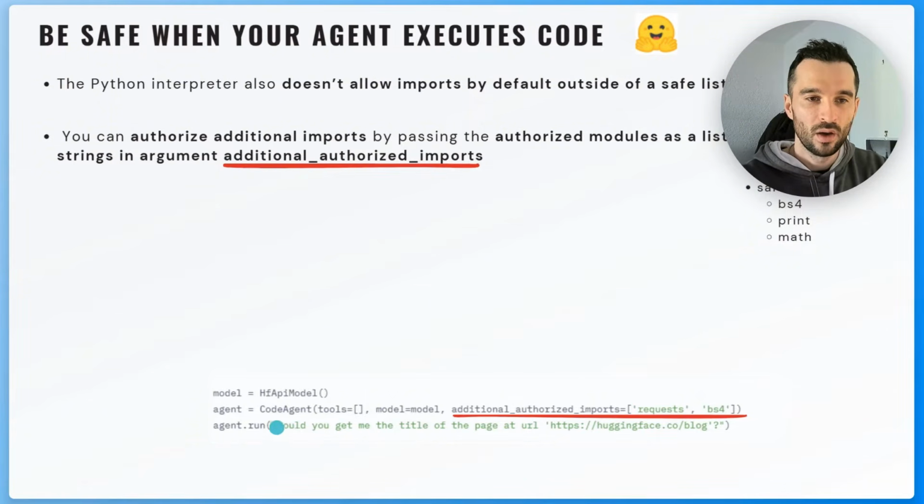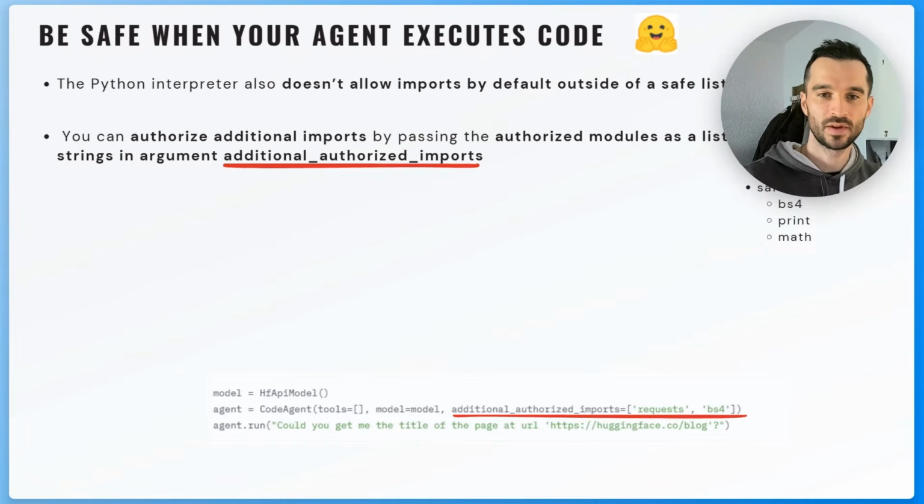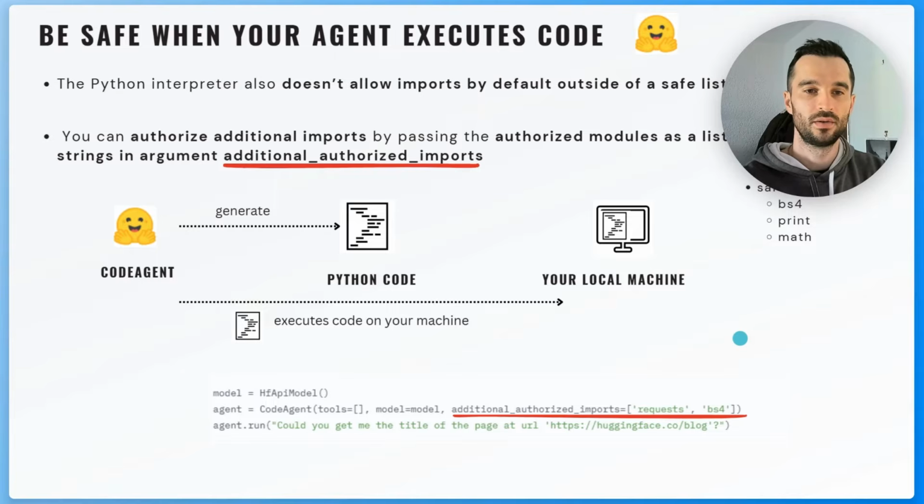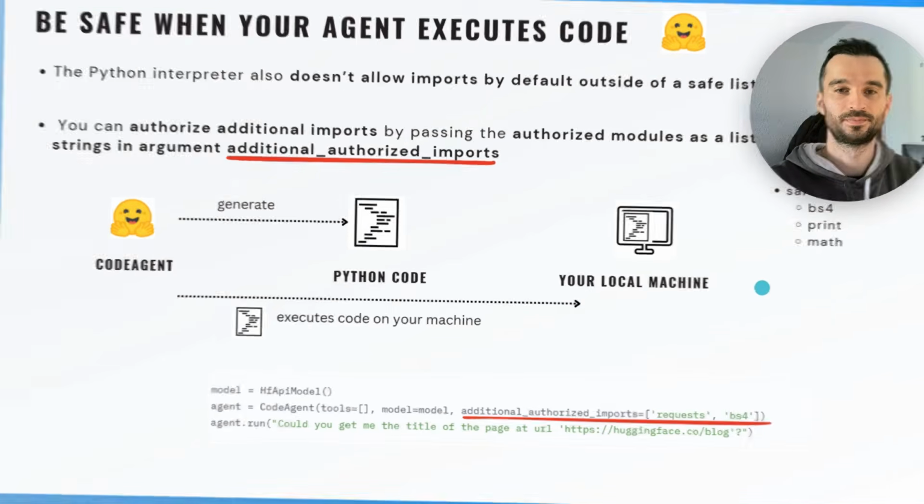So here we see the CodeAgent, right? And here with this parameter, additional authorized imports, we can specify additional libraries we see as safe, for example requests and Beautiful Soup. With this in mind, only trusted libraries can be generated and also executed.